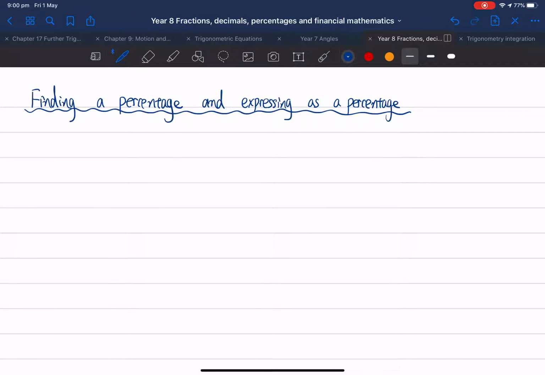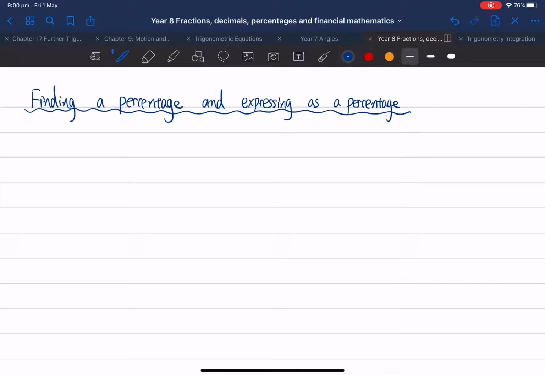Alright, so today's lesson we are going to study how to find a percentage and how to express a quantity as a percentage. Showing values in percentage standardizes the value and makes it very easy for comparison to be made.